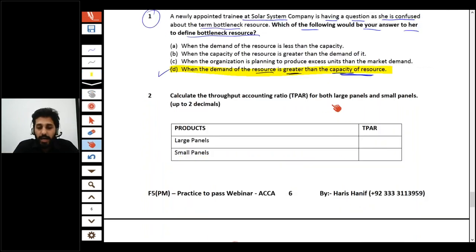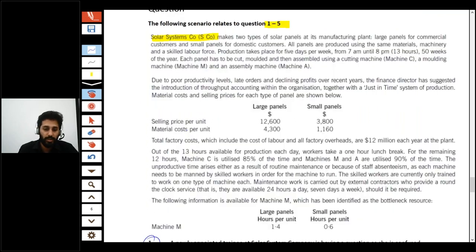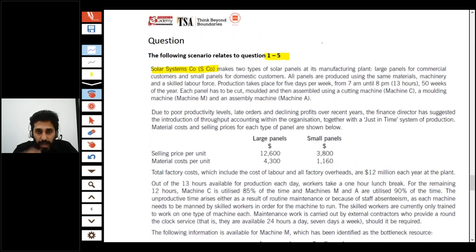Now, they are selling two products, and question number two is about calculating TPAR for both large panels and small panels, up to 2 decimals. Now I need to calculate this TPAR for these two products. Let's start with this question. And remember one thing, we need active hours, right? I will be solving it here.